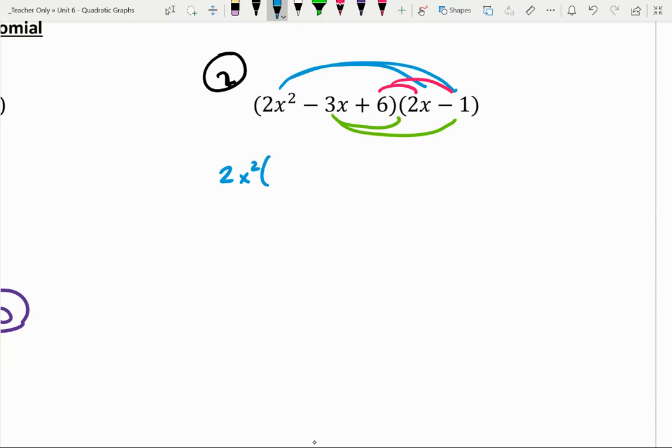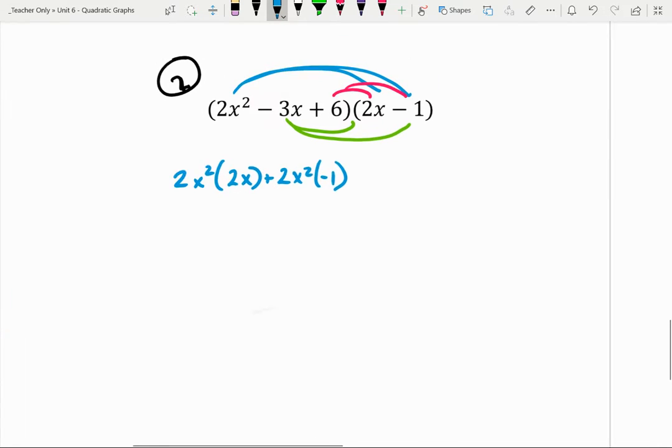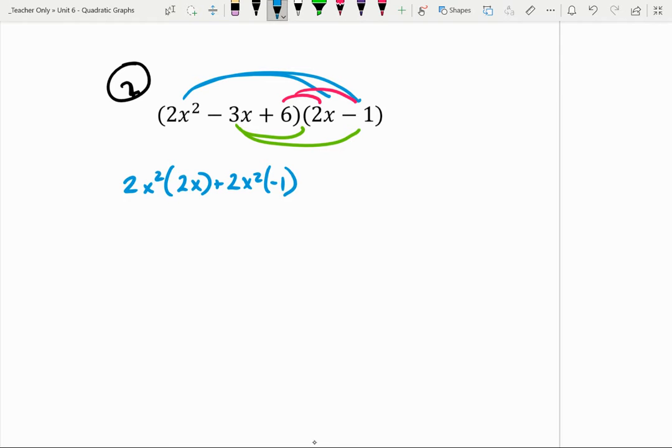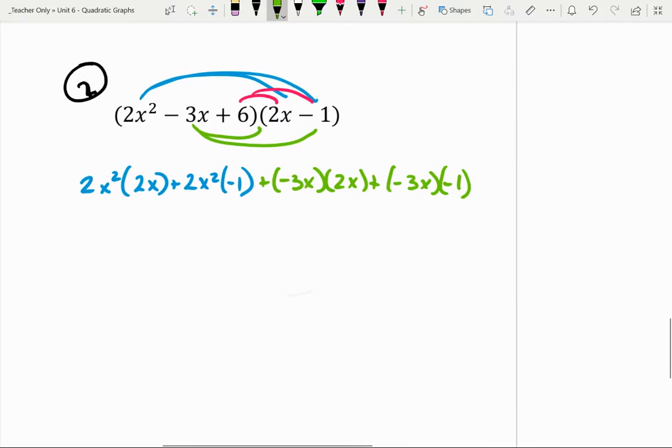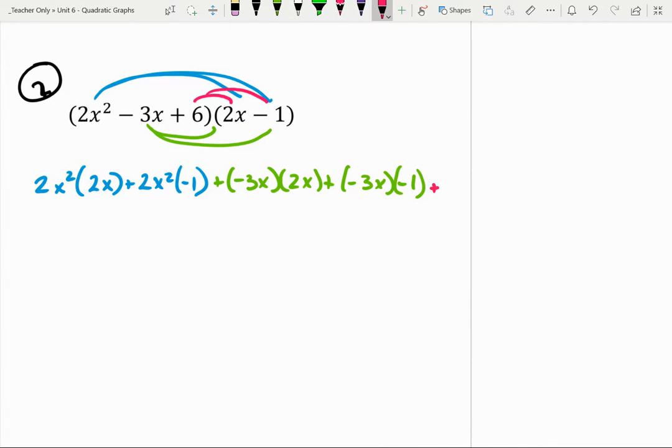So 2x squared times 2x plus 2x squared times negative 1. And then I'm going to have negative 3x times 2x and negative 3x times negative 1. And then last but not least, I will have 6 times 2x and 6 times negative 1. And so all those little pieces there, I'm going to have to do this really carefully.